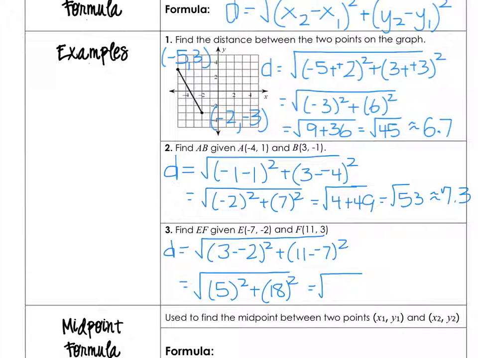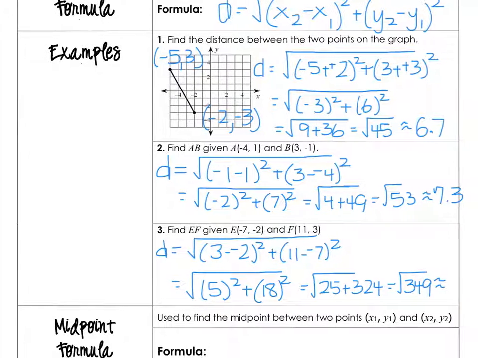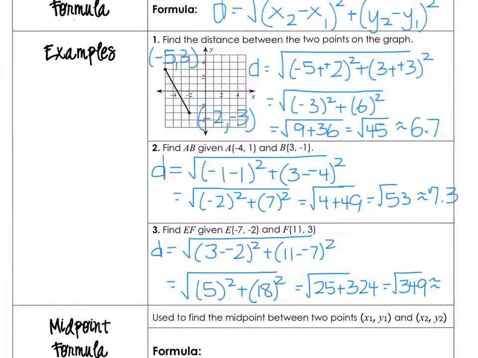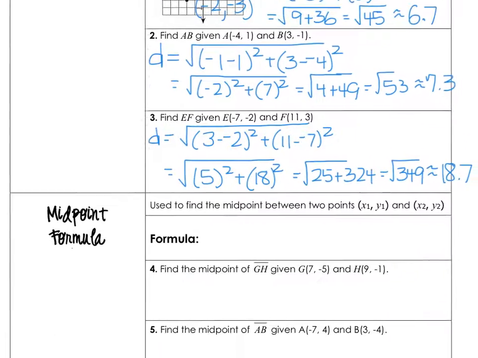This is the square root of 25 plus 324, which is the square root of 349, which is approximately, let me just slide this over a little bit, 18.7. So you just substitute into your formula.